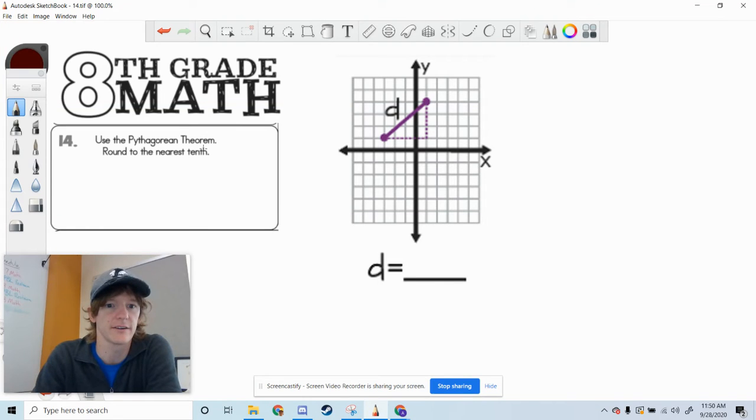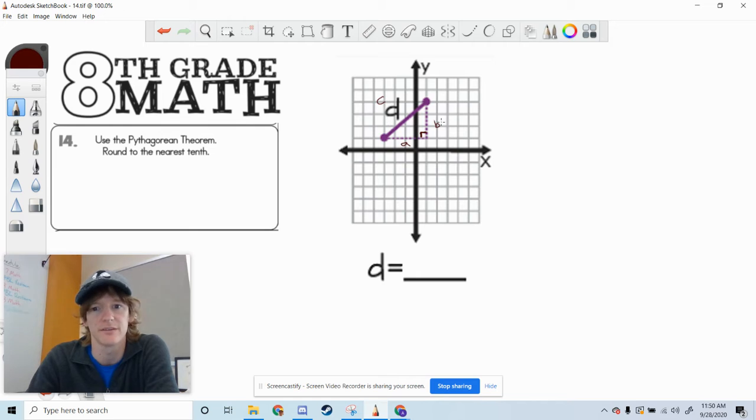Number 14, use the Pythagorean theorem, round to the nearest tenth. So the Pythagorean theorem, if you've watched any of these videos for number 14, is a theorem that says with a right triangle, okay, so here we have a right triangle. With a right triangle, the length of A, so we'll say this is A, this is B, and here's C.